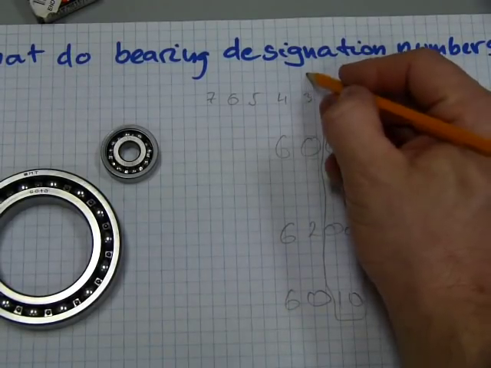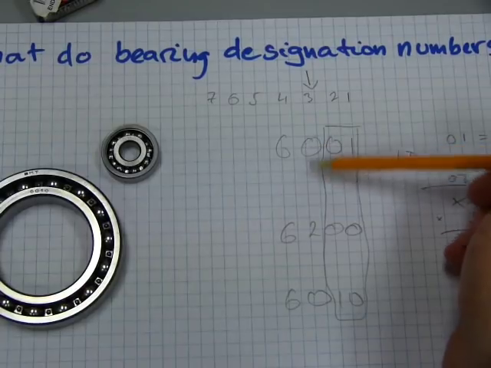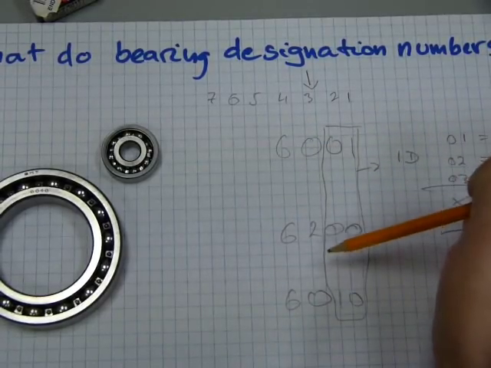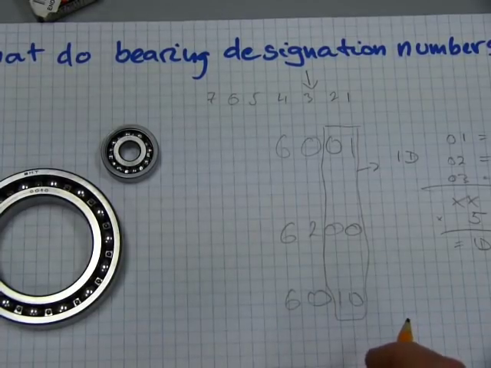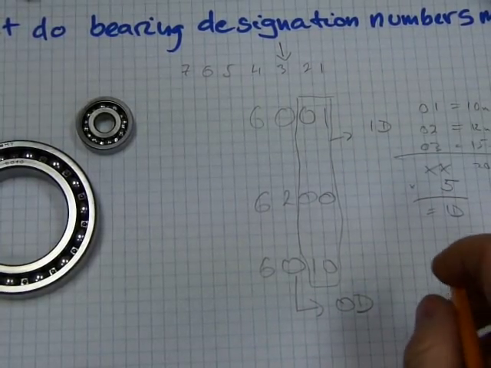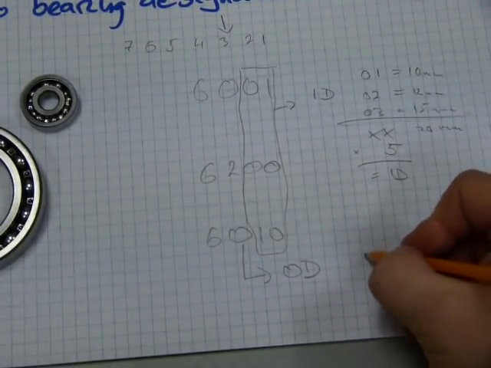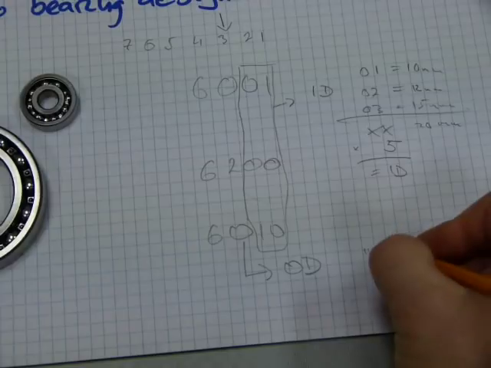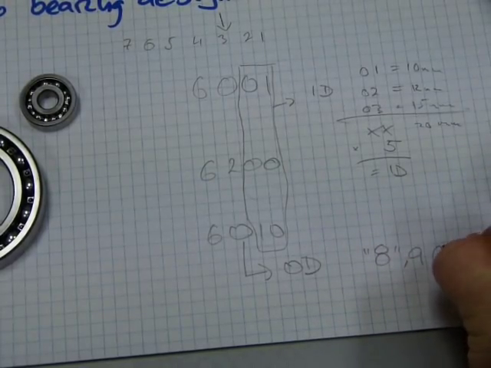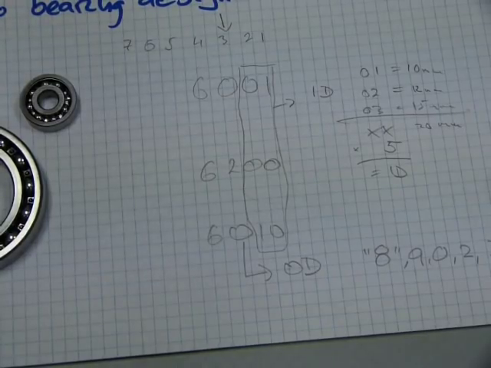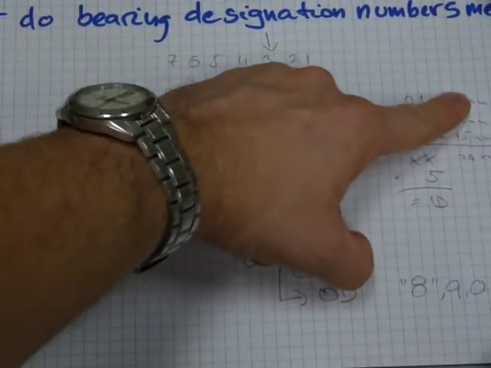On the third digit, we're not reading it from left to right, we're reading it from right to left, okay? So the third digit has to do with the outside diameter. And these are also codes. So the smallest is 8, and then the next one is 9, and the next one is 0, and then 2, and then 3. They're coded. And these codes refer to actual measurements, but they are all different measurements for different bore bearings.